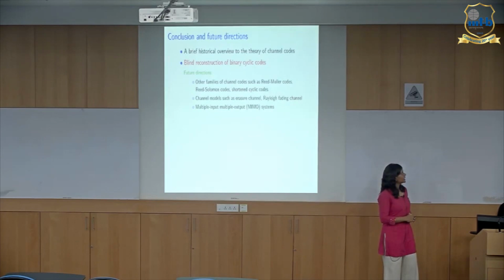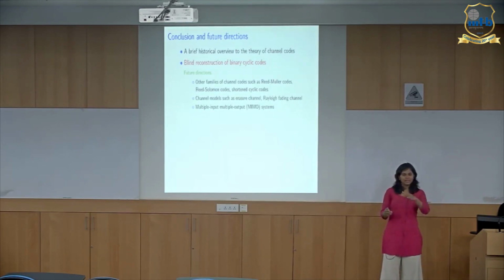In the future, I would like to study this problem when the channel code used at the transmitter could be a Reed-Muller code or a Reed-Solomon code or a shortened cyclic code. Also, we considered the channel model of BSC. I would like to consider other channel models such as the erasure channel or the Rayleigh fading channel. Also, we considered the single input single output system. I would like to study this problem when there are multiple transmitters and multiple receivers, the MIMO system.